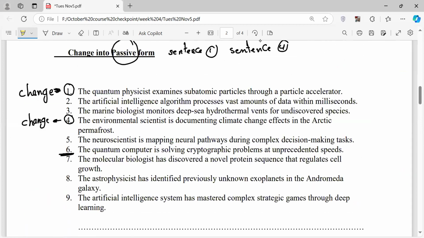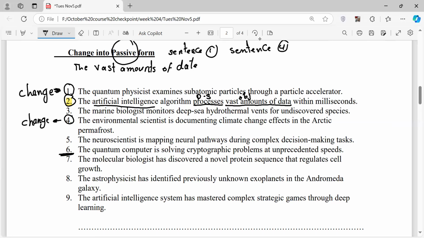Here are the sentences. Let's do number 2 together. Artificial intelligence algorithm processes vast amounts of data. This is the verb of present simple. So this sentence is in what kind of present? Present simple. Okay? Vast amounts of data is the object, because what the artificial intelligence processes is the vast amounts of data. So you will say the vast amounts of data is. We set the rule: after the object, am, is, are, then verb 3 of the verb of the sentence. Verb 3, so is processed.